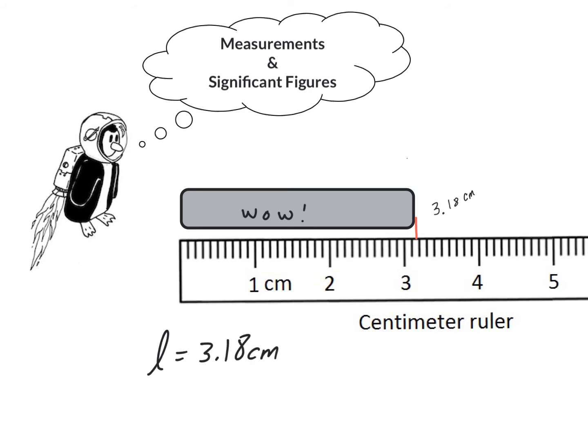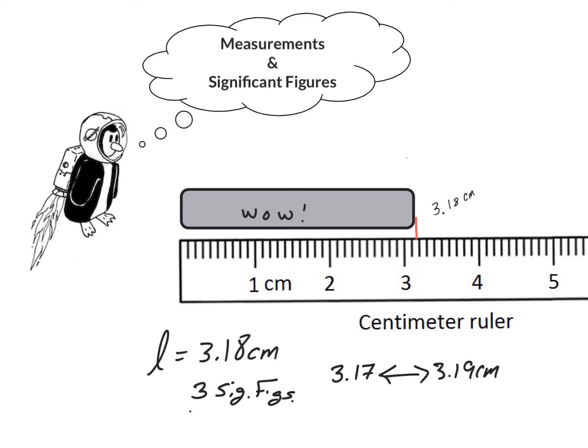But what we're actually saying is it's probably 3.18 centimeters. It could be 3.17, or it could be 3.19 centimeters long. Each one of these measured values is a significant figure. In this case, we have 3 significant figures, or sig figs for short.